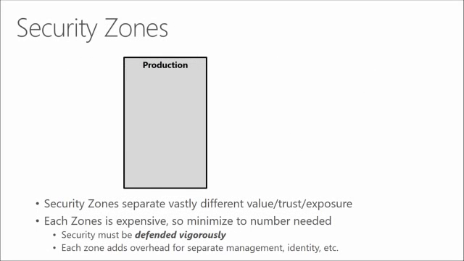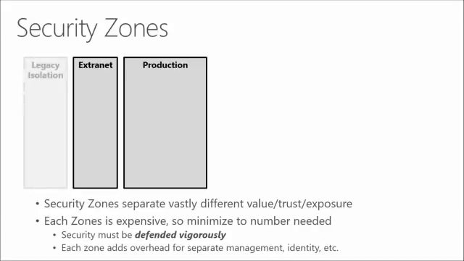So when we look at security zones in a typical organization, they generally separate vastly different value or trust levels or exposure to risk. And they tend to be fairly expensive, so you want to minimize to just the number needed, and you want to defend them vigorously. So a production versus extranet is typical for an organization to have.